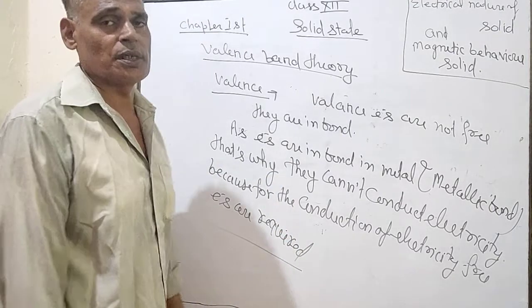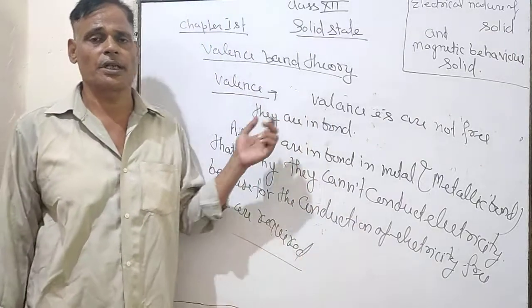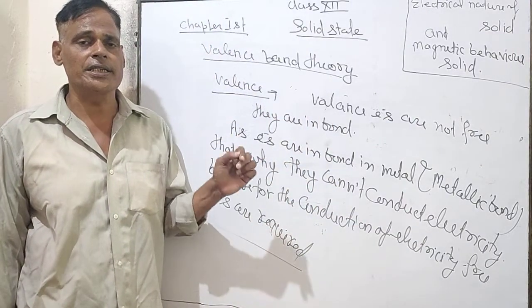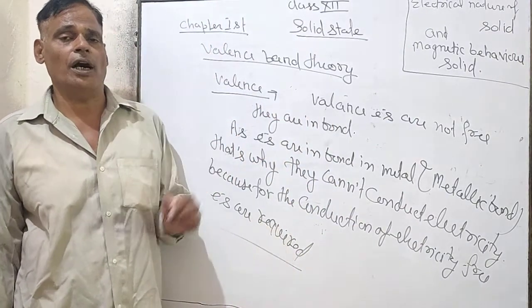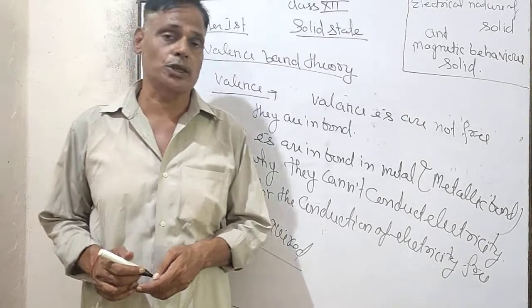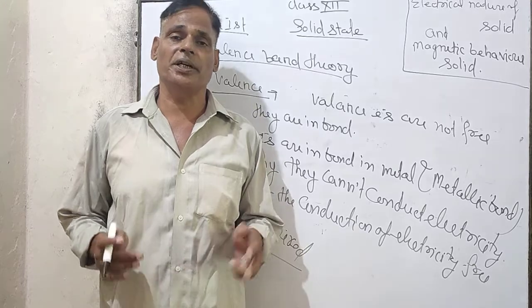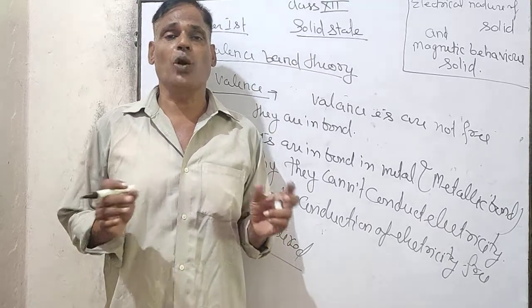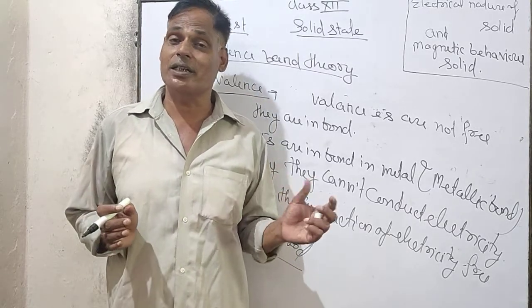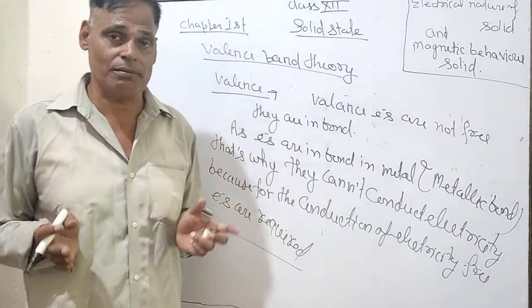This is the basic concept of the theory. This is valence band theory. It takes into account that valence electrons are not free. They are in the form of bonds that we call metallic bonds. As they are bonded, they can't conduct electricity by themselves.